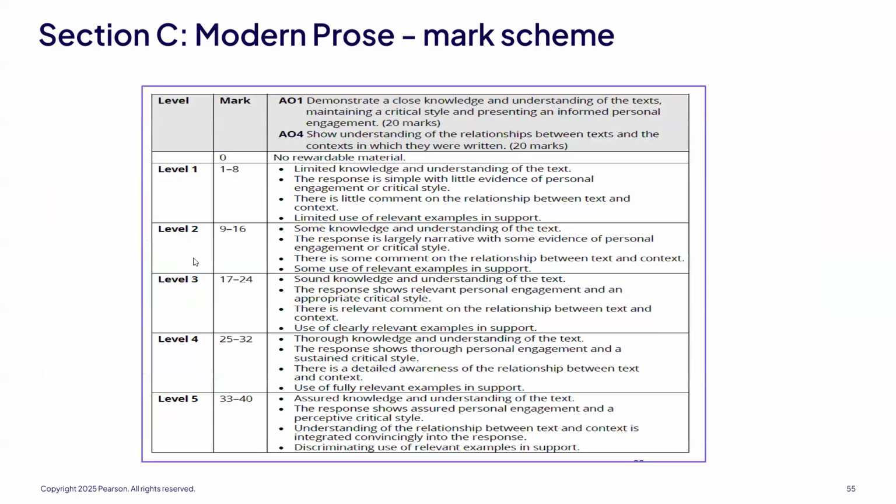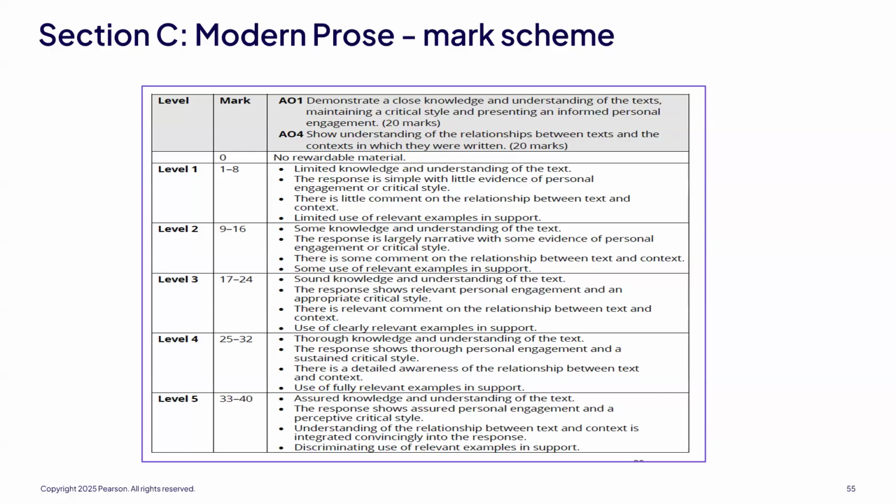So moving on to the modern prose section C levels-based mark scheme for AO1 and AO4. There are 4 bullet points. The first one is about their knowledge and understanding of the text. So if we move up through that, it's limited, some, sound, thorough, and assured as we move up through the levels. The second bullet point is about their engagement and the critical style in which they're writing their arguments.